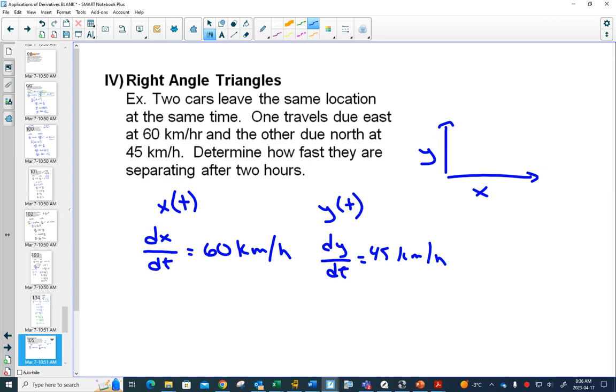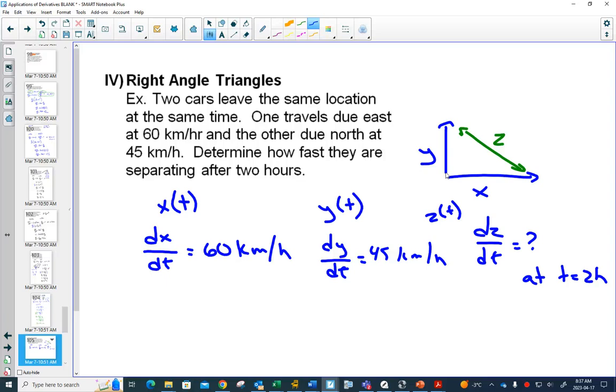And we're asked to find out how fast they are separating from each other. So we'll introduce another variable, and we want to find dz/dt, which also means z is a function of time. And we want to find it, maybe I'll just write at, time is 2 hours. So this is our first question that has 3 variables in it.